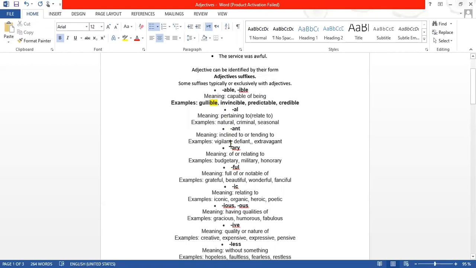So gullible is a person who can be easily convinced or persuaded, okay? Gullible. He's a very gullible person. I mean, anybody can convince him very easily. So do you think people are gullible? Who can be easily tricked. Yes, easily tricked.